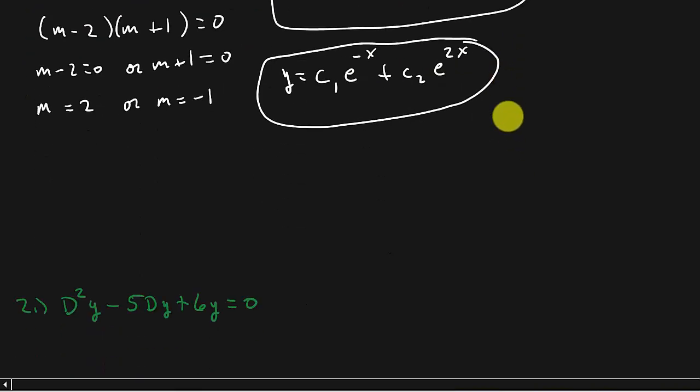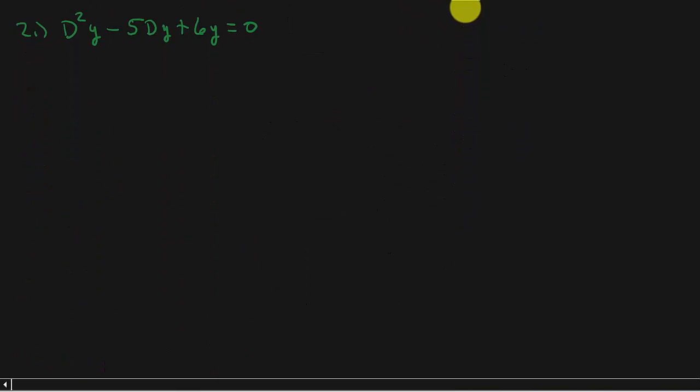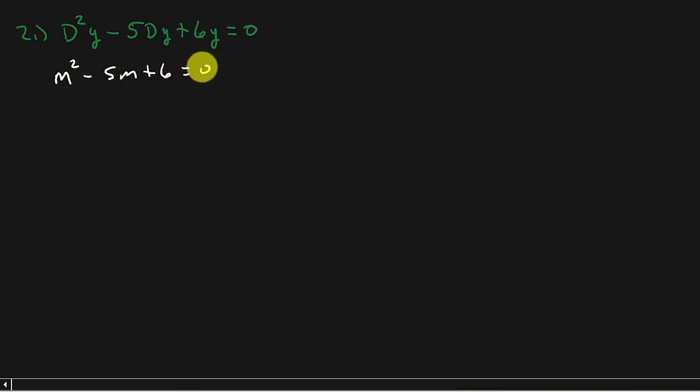All right, so let's look at this one. It's going to be the same thing. Let's get our auxiliary equation. So m squared minus 5m plus 6 equals 0. And so we solve this. So we factor. So that's going to be m minus 3, m minus 2.